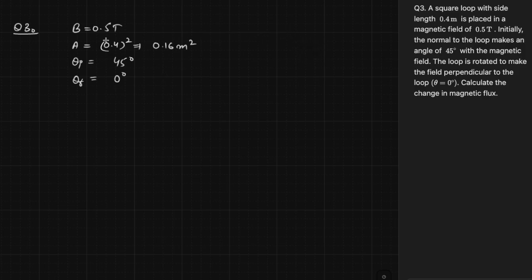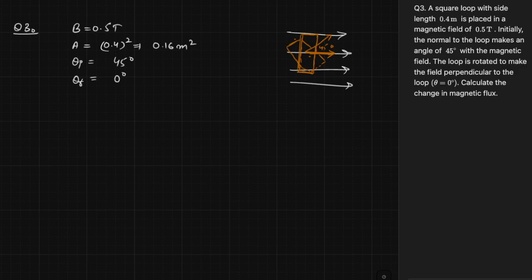Now how to draw diagrams? If you know the angles, this is the magnetic field, and now I'm drawing area vectors. Initially it was at 45 degree, and finally it becomes straight, 0 degree. If you want to see what happened to the square, the square was like this, and then the square became straight like that. This is a little bit of understanding you should have. So the flux will of course increase.